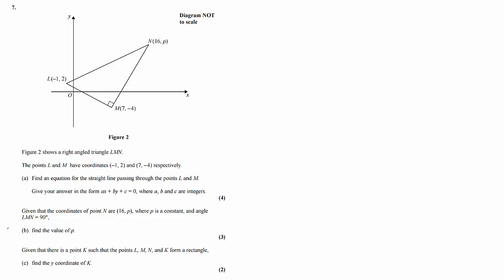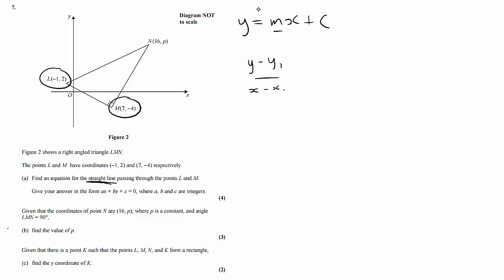So every time we want to find the equation of a straight line graph, we need to use the equation y equals mx plus c. Well, it's the way I like to do it. If we want to find the gradient here, which is m, we're going to have to do y minus y1 over x minus x1. So we need to pick the 2 points here, L and M.